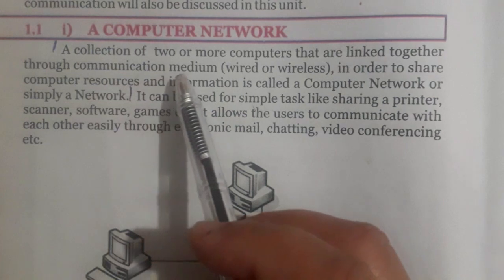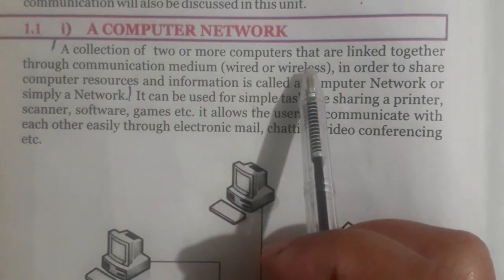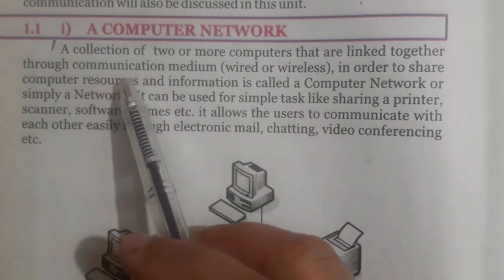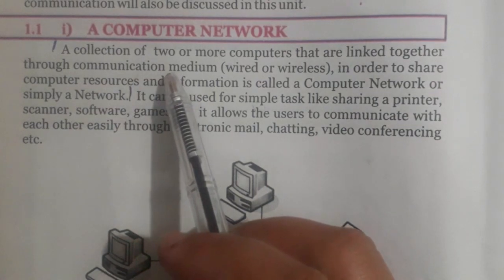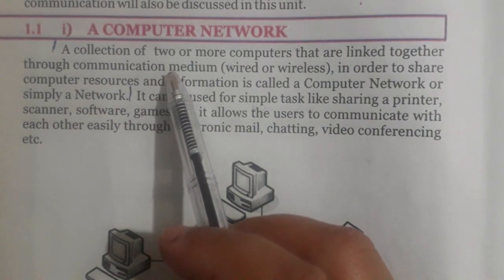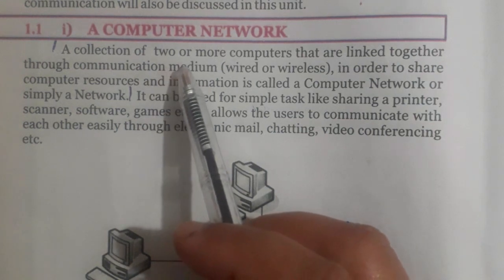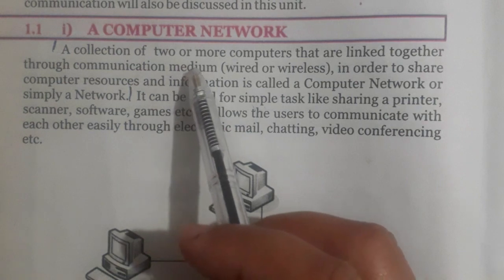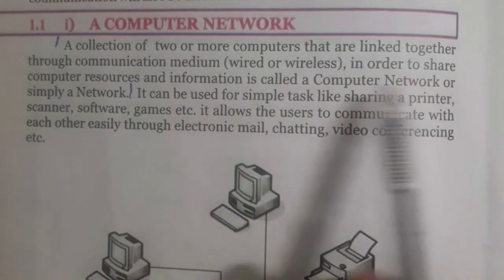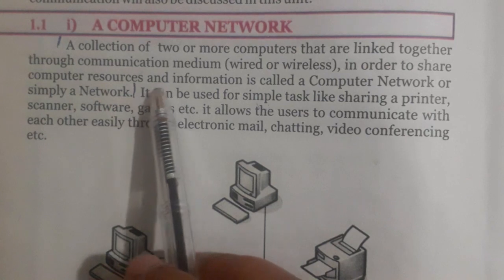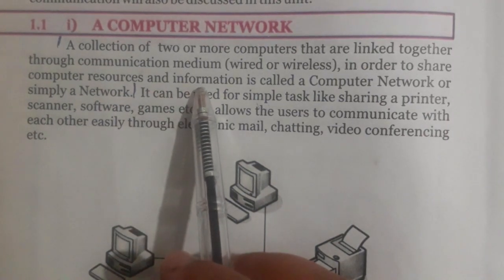A collection of two or more computers that are linked together through a communication medium. Communication medium may be fiber optic cable, twisted pair cable, coaxial cable, or wireless media like microwave, radio waves, and infrared waves. These are wireless communication media. In order to share computer resources and information, a computer network is formed.